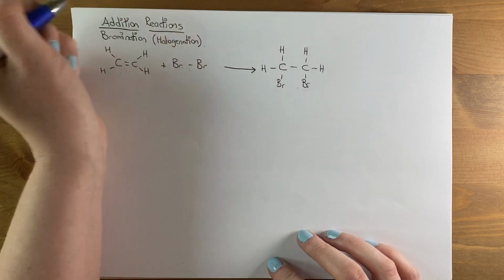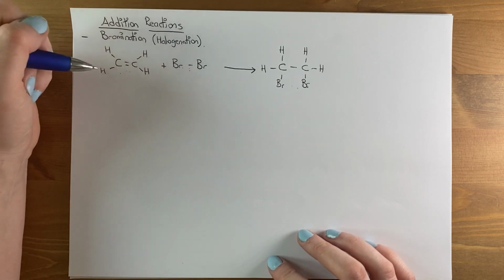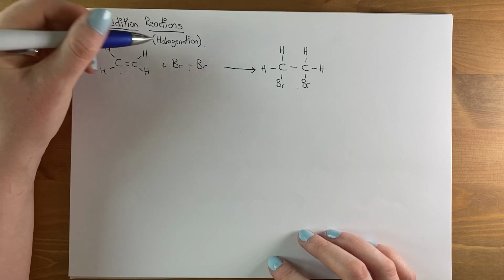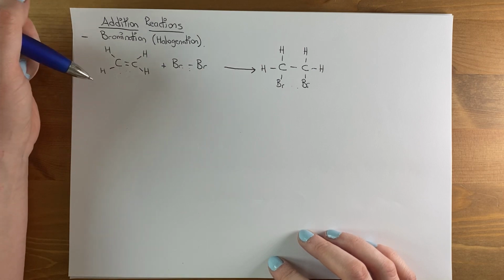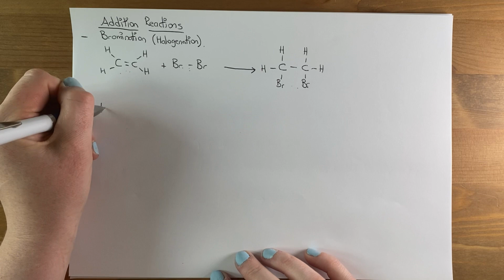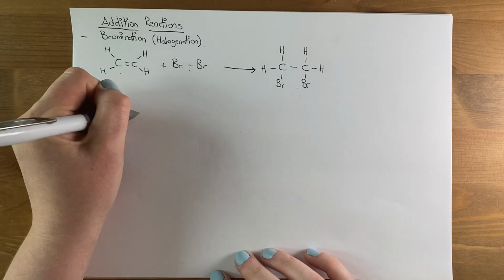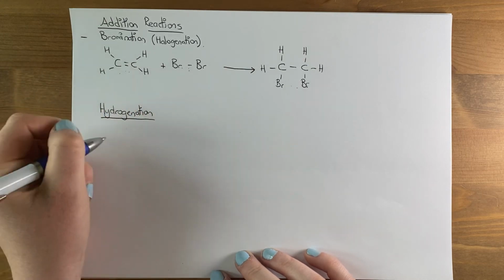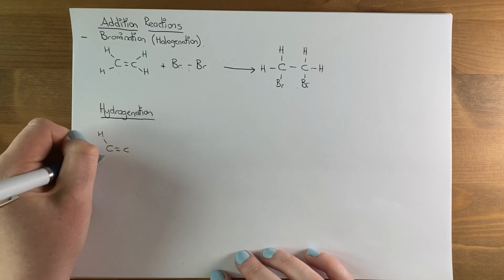So this is a specific type of addition reaction, and that's quite important. We need to know that this is an addition reaction, but we also need to know that we are performing a halogenation or bromination. In this case, we're adding bromine, so it's a bromination. This can also happen if I look at hydrogenation. Hydrogenation. Now, hydrogenation is when I add a hydrogen across a double bond.